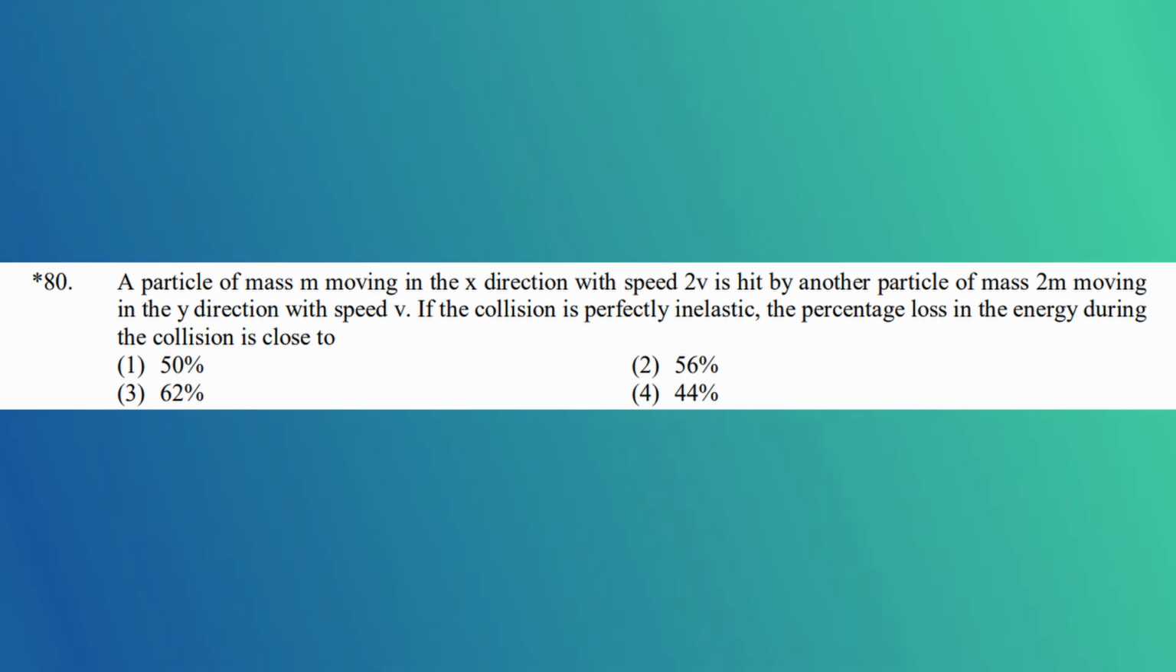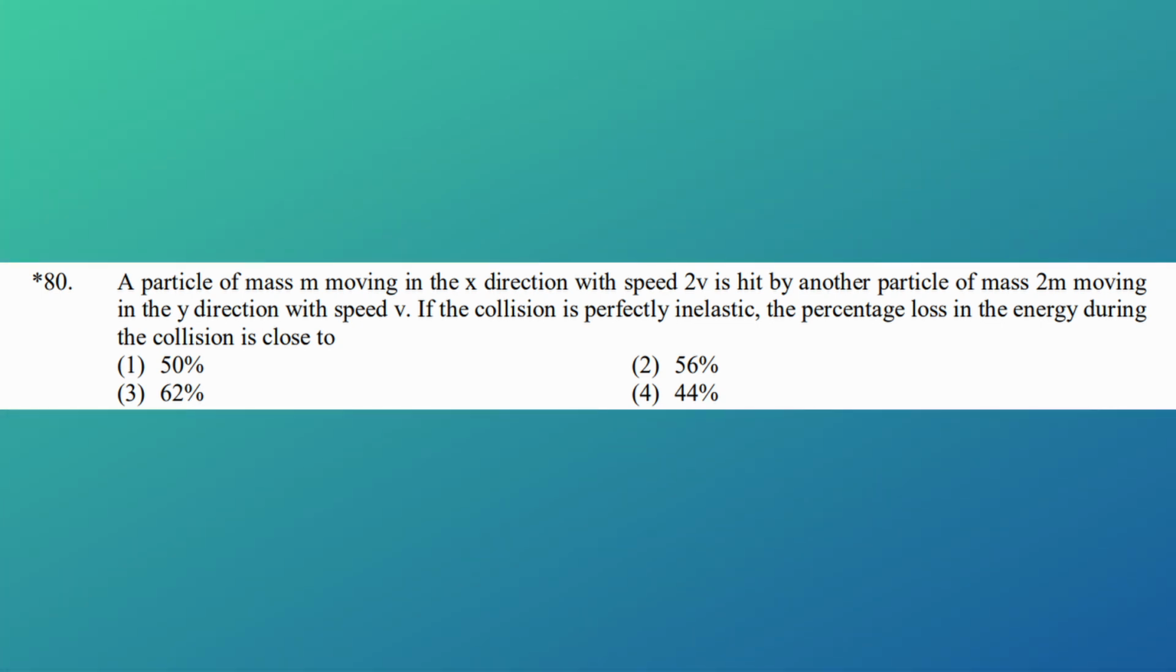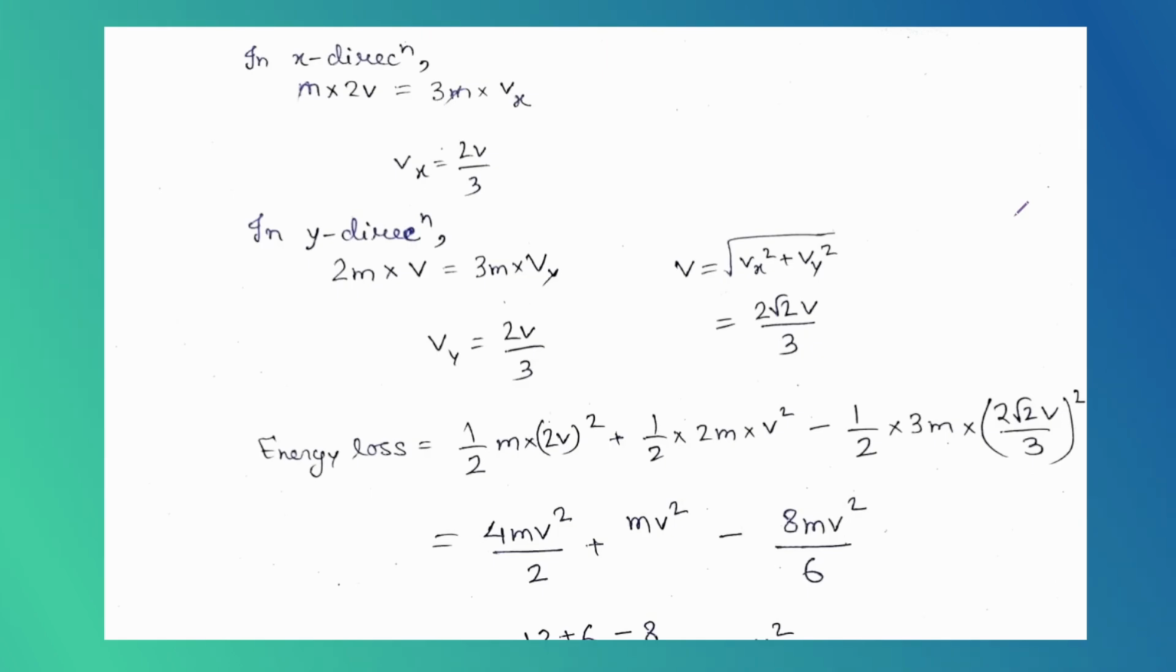A particle of mass m moving in the x direction with speed 2v is hit by another particle of mass 2m moving in the y direction with speed v. If the collision is perfectly inelastic, the percentage loss in the energy during the collision is close to, and these are the options. Okay, so let's solve it.